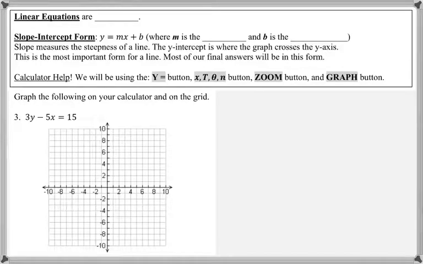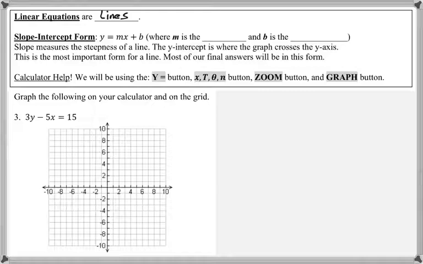This chapter is on graphing linear equations, and you're going to be hearing the term linear equations quite a bit throughout this entire chapter. So linear equations are really just lines. So it's another name for lines.